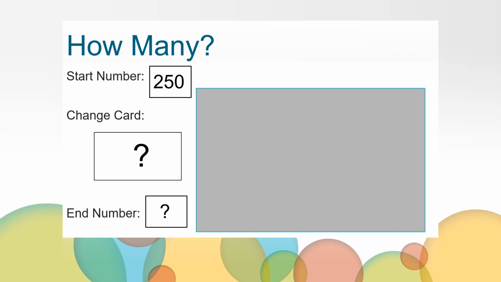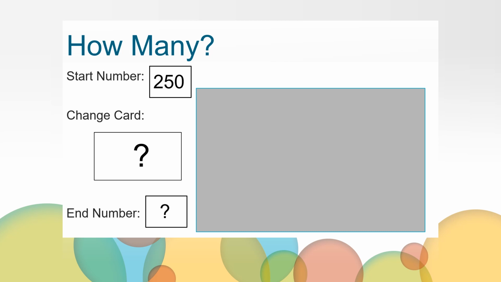Remember, a 100s flat is a big square, a tens rod is just a straight line, and to show the ones cubes, you can draw a small square. Write down the number each time. As we are playing, be sure to notice what stays the same, what changes, and why. Are you ready? Let's get started.